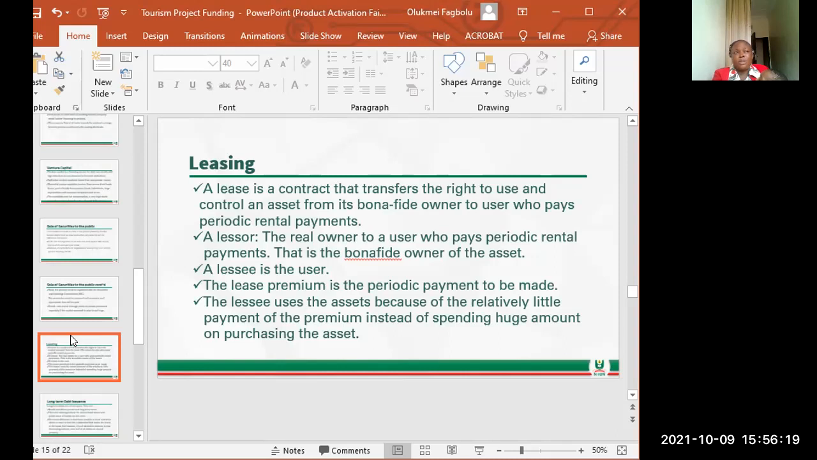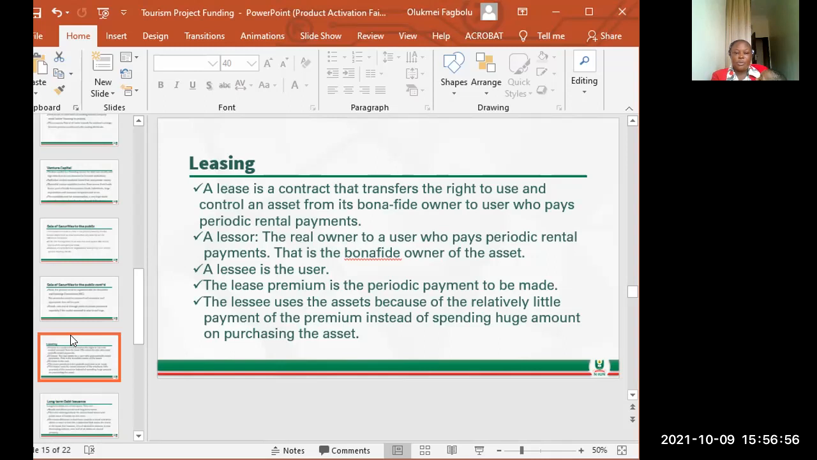So instead of spending 10 million naira on the building, if you lease it for maybe 10 years or 20 years, depending on how long you think you will run the business, you might just be paying like 500,000 per year. Don't you think that is better than spending 10 million naira on a building? So you can go on leasing. Then who is a lessor? A lessor is the real owner, that is, the owner of the property that you want to lease. And a lessee is you, who wants to lease the property or the equipment.